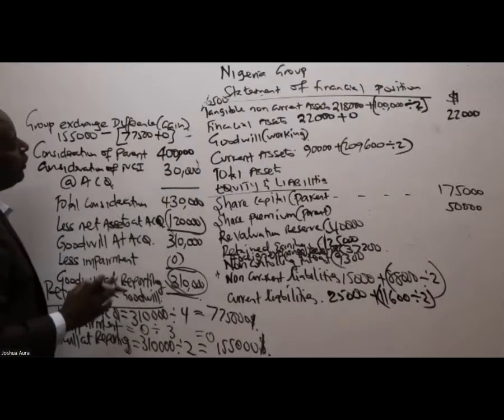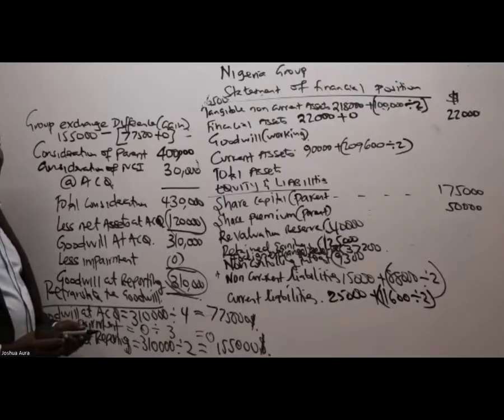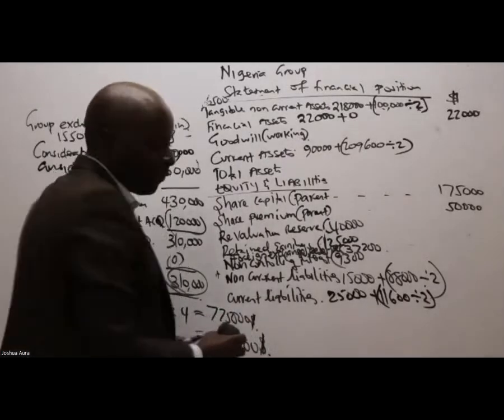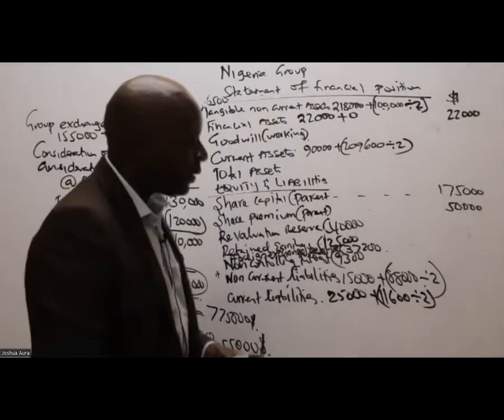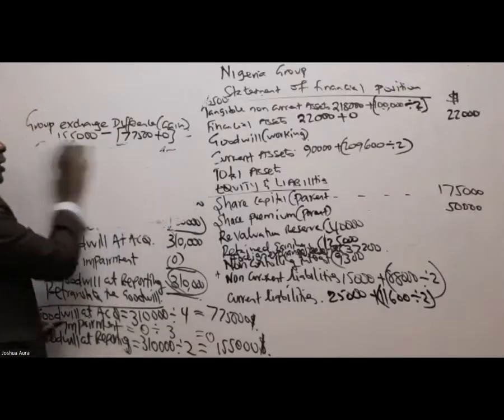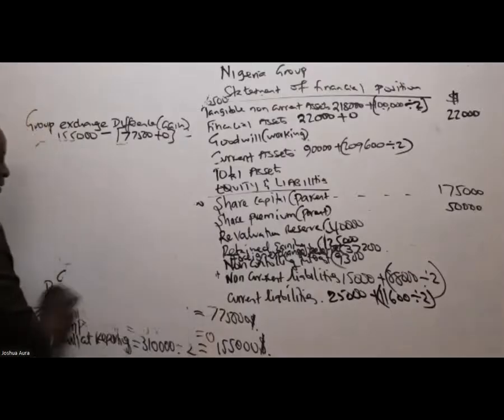So how much do we have there as our group exchange difference? What amount do we have there? Yeah, $72,500.